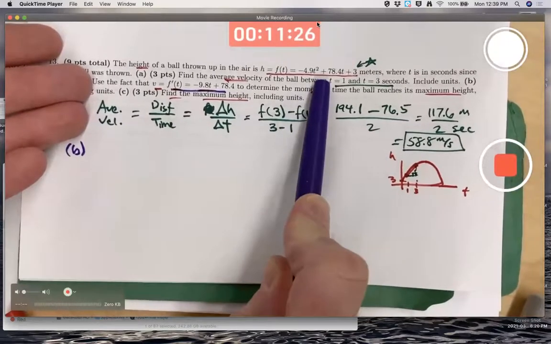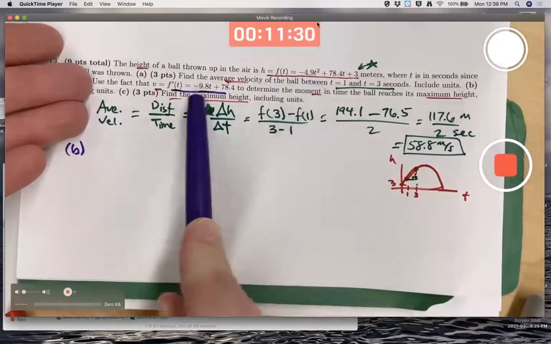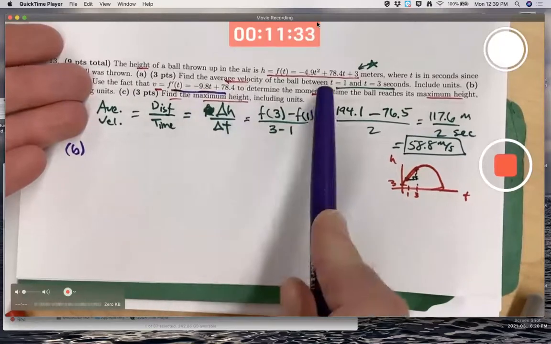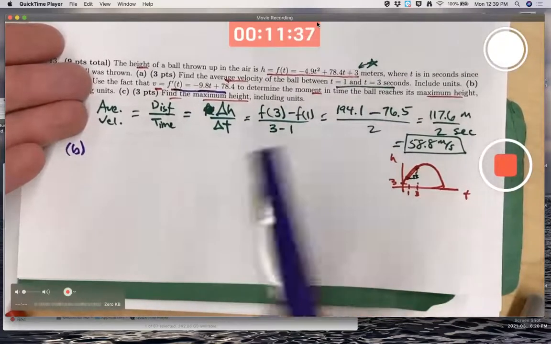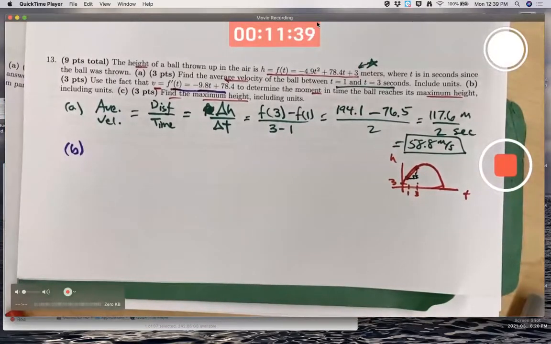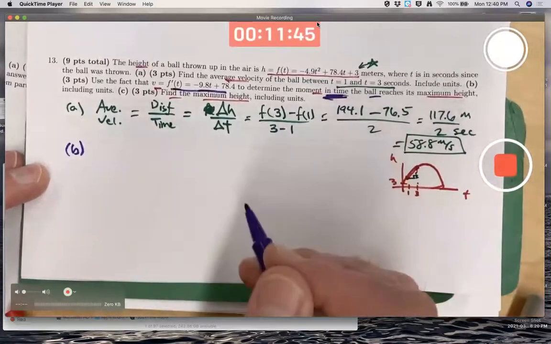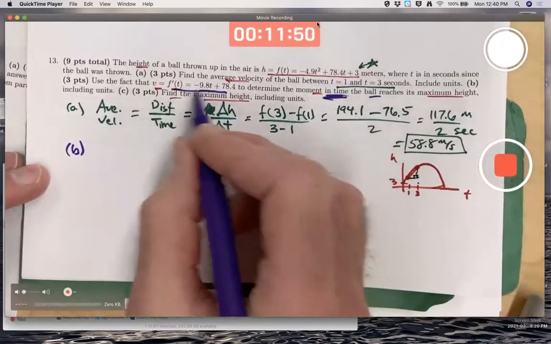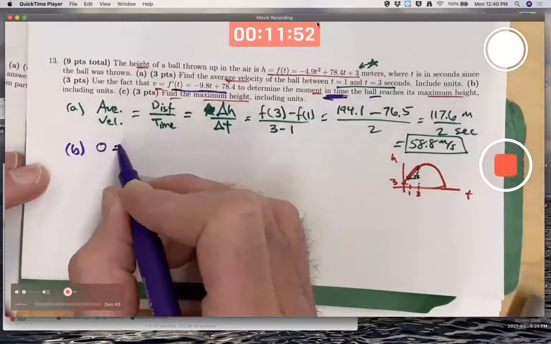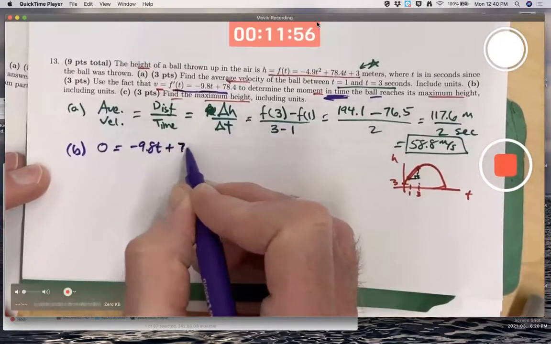If you differentiate that, bring down the 2, you get negative 9.8 times t to the first, which is what you see there, plus 78.4, which is what you see there, plus 0, you don't see anything because adding 0 doesn't affect anything. Find the moment in time when the ball reaches its maximum height. Moment in time. Solve for t. Set the velocity equal to 0 and solve for t.